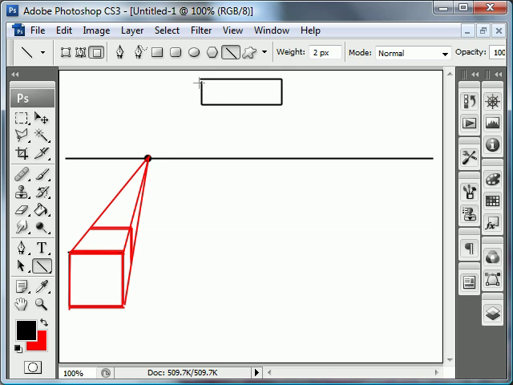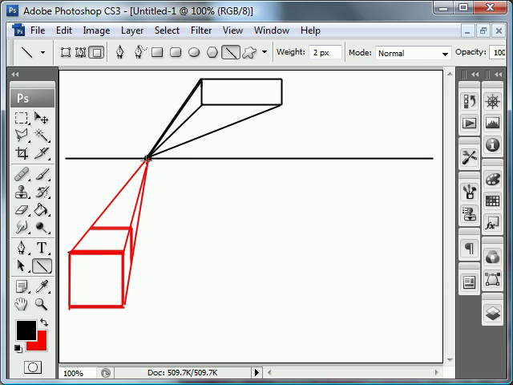And then realize that the front side of this rectangle is front-facing, so none of those sides or edges are moving away from you. However, the left-hand side is moving away from us, and this corner is moving away from us, and this edge here is also moving away from us. And those edges, we know, are in reality parallel to one another, so in perspective they will appear to meet at our vanishing point.